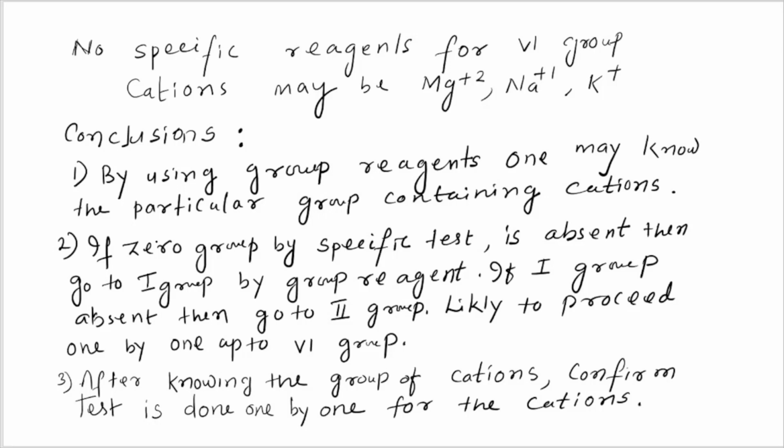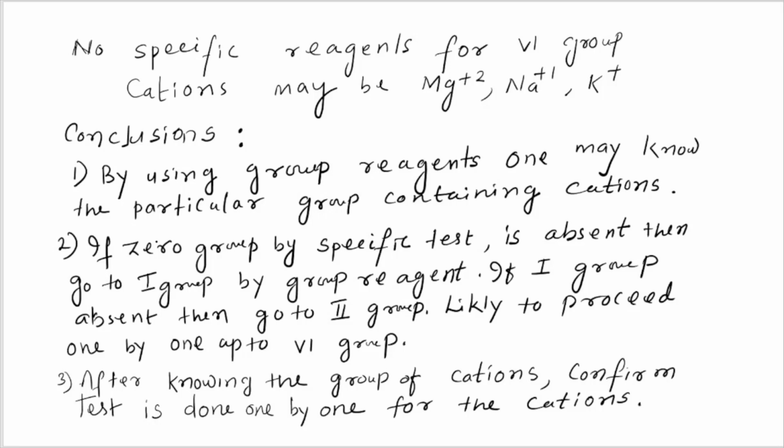So what is the conclusion? By using the group reagent, one may know the type of group to which the cation present belongs. If in that group there are many cations, you will do the confirmatory test of each cation one by one and confirm which cation is present in your test. So for the zero group, if you use the specific test and it is absent, then proceed to first. After adding the group reagent, if there is no precipitate, then go to second. Likewise you proceed up to the sixth group.